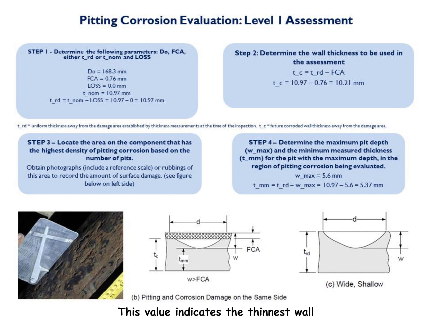This value indicates the thinnest wall thickness in the most affected area. Remember, TARD is the uniform thickness away from the damage, measured during inspection, and TC represents the future, more corroded wall thickness, considering ongoing corrosion. Understanding these parameters helps us evaluate the severity of pitting and assess the component's remaining integrity effectively.